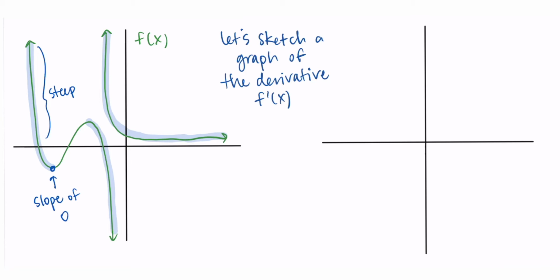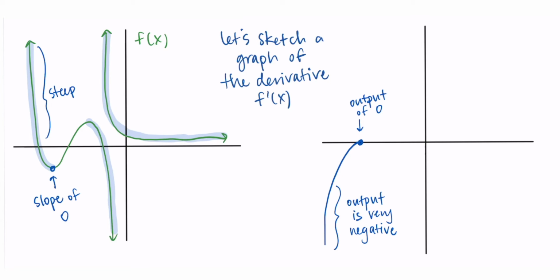So when I go to graph my derivative, I know that there's going to be a place where the output is 0, since the slope is 0 there. And then leading up to that point, I know that my outputs are really negative. They're far away from the x-axis. So that very negative output means a very negative slope, so a really steep downhill on the original graph. Then I see another place where the slope is 0, to the right on the original function. So that's also an output of 0 on the derivative. And again, it gets steep again going downhill, so that's another very negative output.